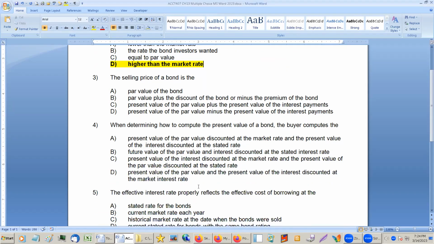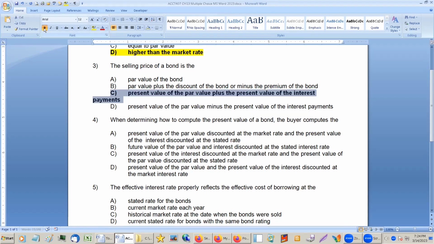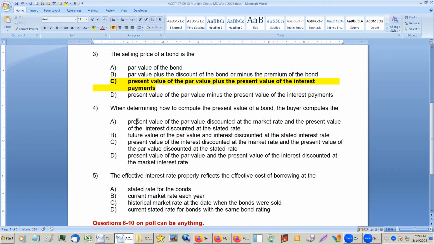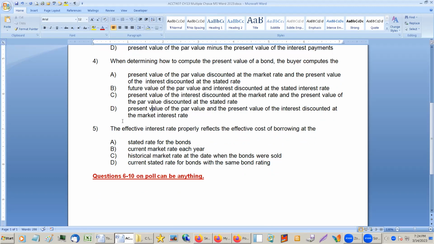The selling price of the bond is the par value plus the present value of the interest payments. Yes. 3 of them. 4. 4 and 3 are kind of nearly the same, put in different words, but yeah. Present value of the present value discount on market. Yeah. Good.